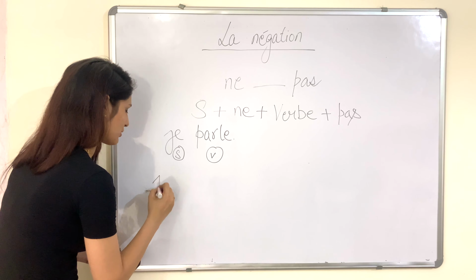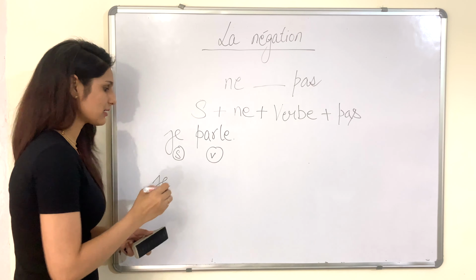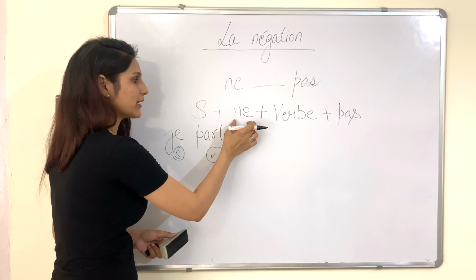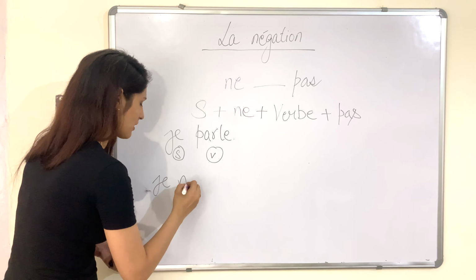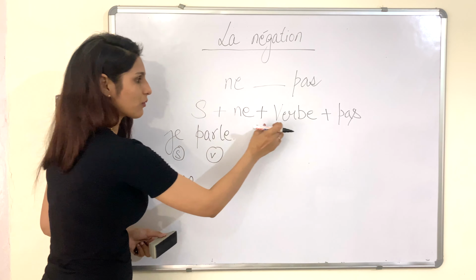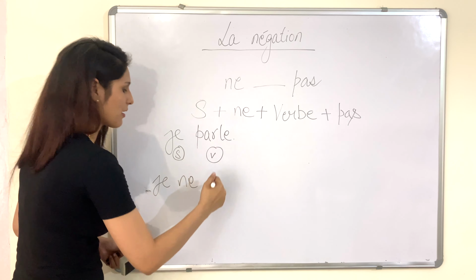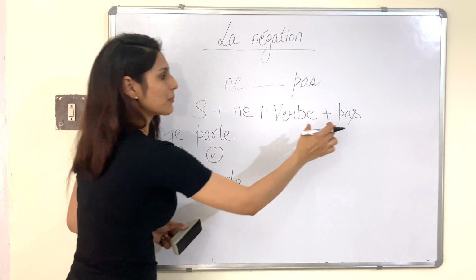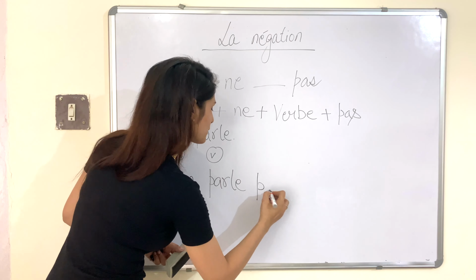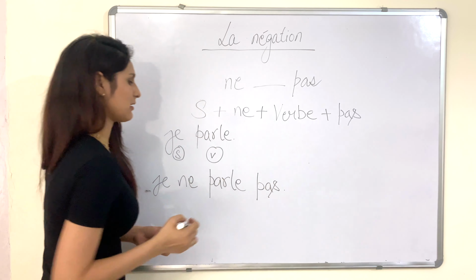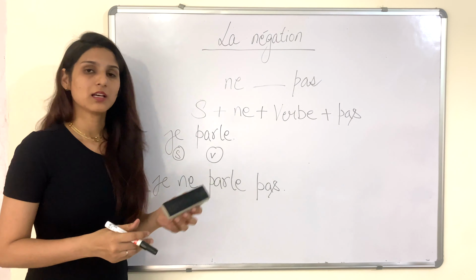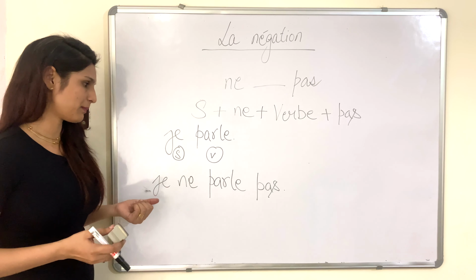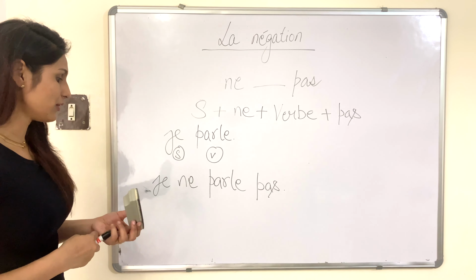Okay, je comes down as it is. Then after subject, there's a rule that says you have to add ne. Now verb. Verb is parle. Now pas. Je ne parle pas. I speak, I do not speak. Je parle, je ne parle pas. So that is how you make a sentence go negative.